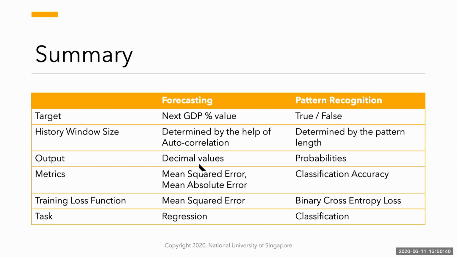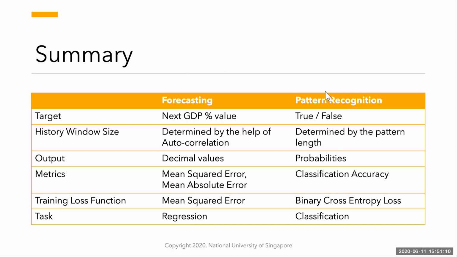Output is a decimal value, right? Which is GDP. Metrics I use are mean square error and mean absolute error. So these are very common metrics for computing how far away the target is from the output. Training loss function, standard is mean square error because it's very fast to compute. Computationally very nice, works quite well. Of course, we can do regularization and other things, but we're not going there. The task is called regression. So that's what we covered.